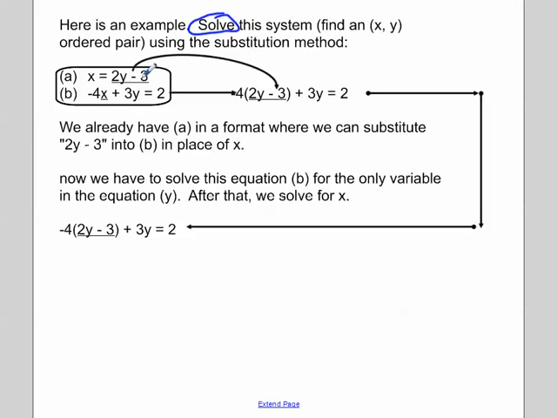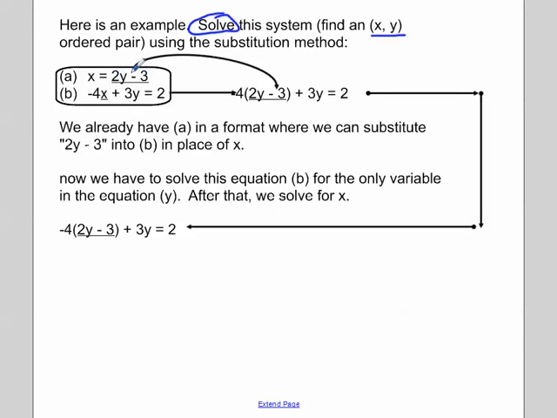We've got a system of equations here. Here's equation A. Here's equation B. In other words, solve means find that x, y ordered pair using the substitution method. The first step: equation A is already solved for x. x equals 2y minus 3. Well, this system lends itself really well to using the substitution method.